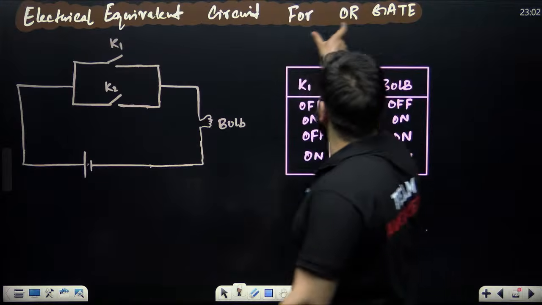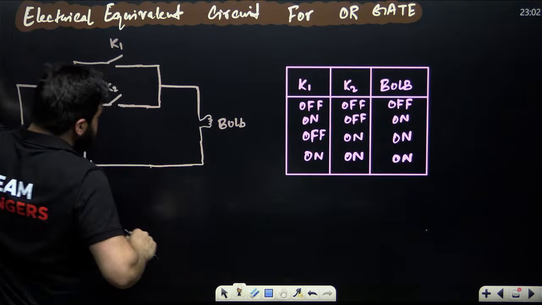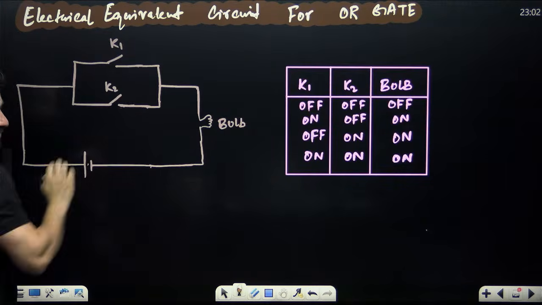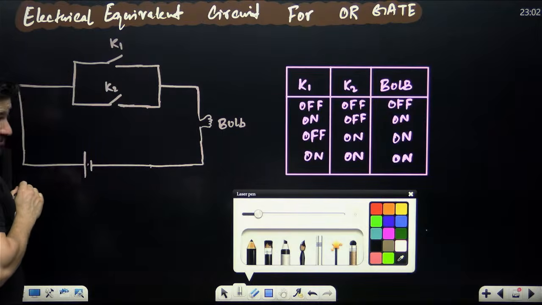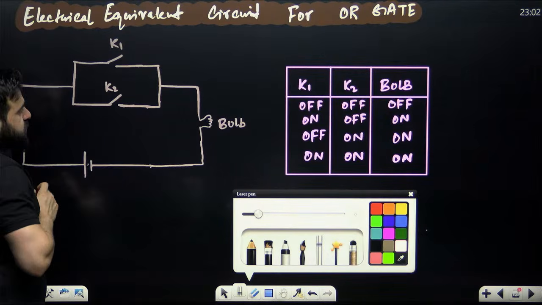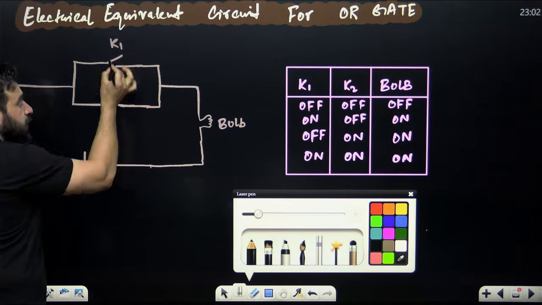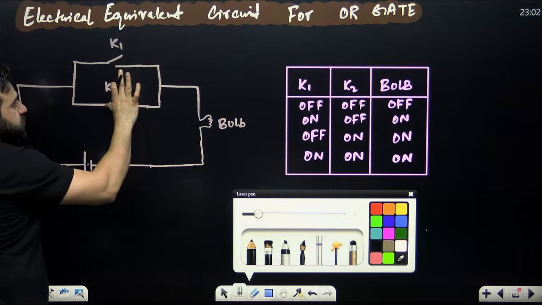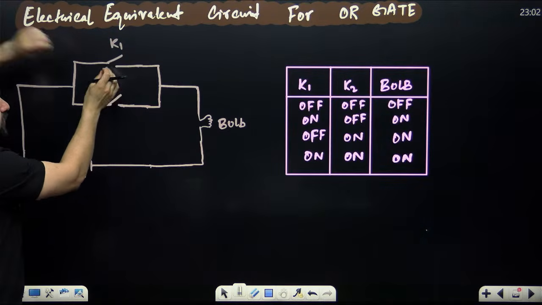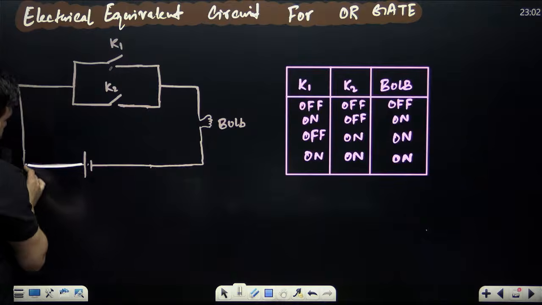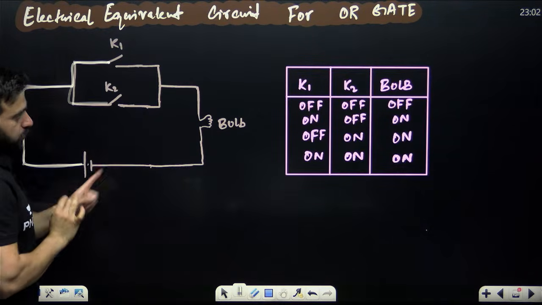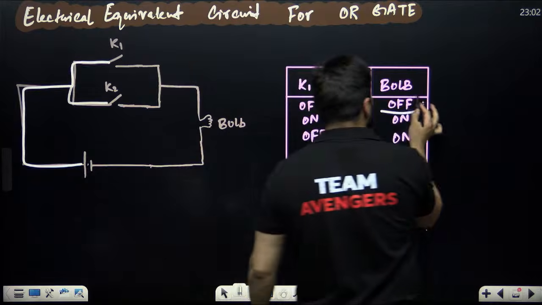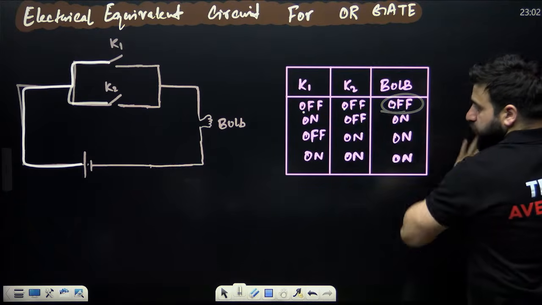Electrical equivalent circuit of OR gate. Listen carefully. This is the electrical equivalent circuit. Let's suppose, my dear NEET aspirants, you are keeping this off, this off. Off means it is open, so current will come. Can it flow through this path? No. Can it flow through this path? No. It cannot reach the bulb. Bulb will remain off.